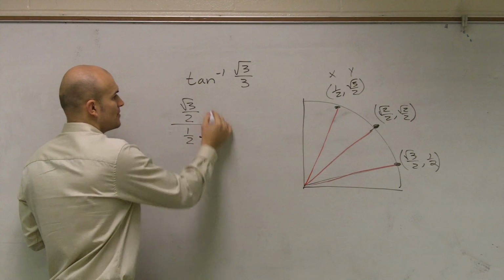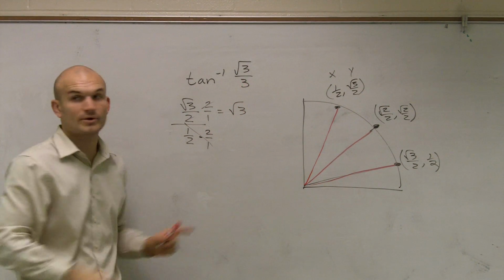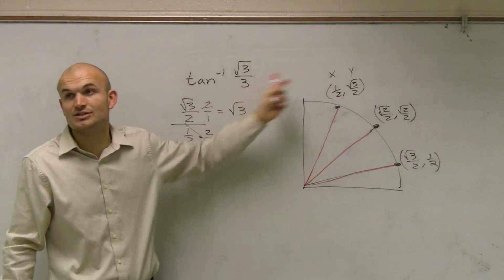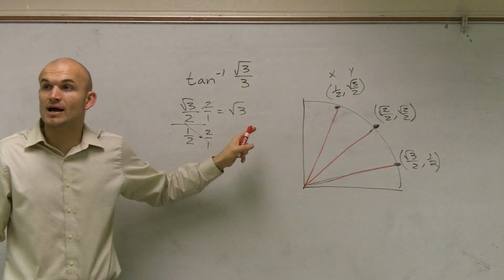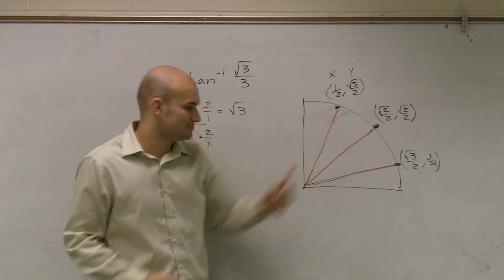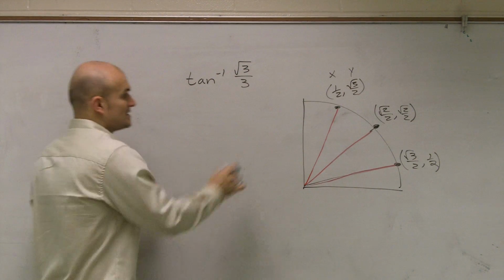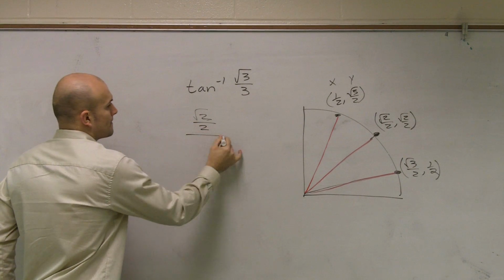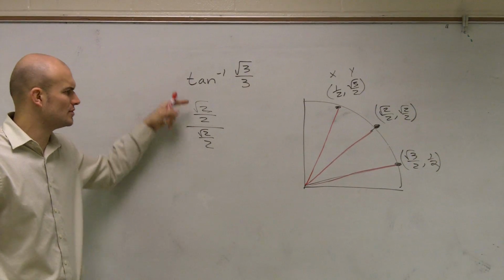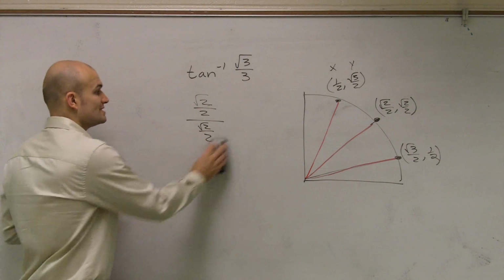Well, multiply by the reciprocal, and you get radical 3. So therefore, what is the tangent of 60 degrees? Your tangent of 60 degrees is going to give you radical 3, right? So it's obviously not this one. Then we'll look at the 45 degrees. If I was going to find the tangent of 45 degrees, same, square root of 2/2 divided by square root of 2/2, those are the exact same numbers, so your tangent's going to equal 1. So tangent of 45 is equal to 1.